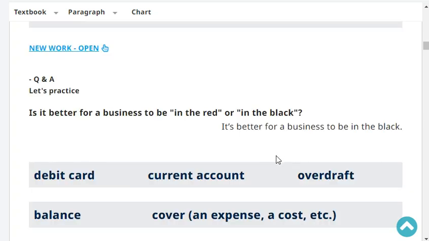Is it better for a business to be in the red or in the black? It's better for a business to be in the black.